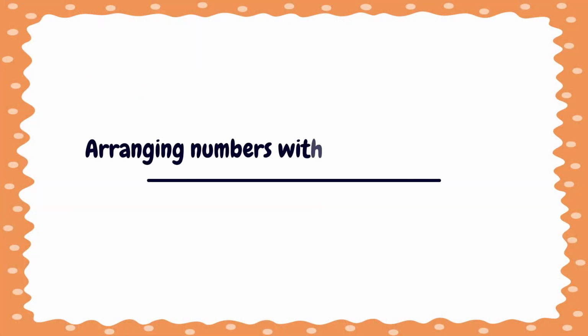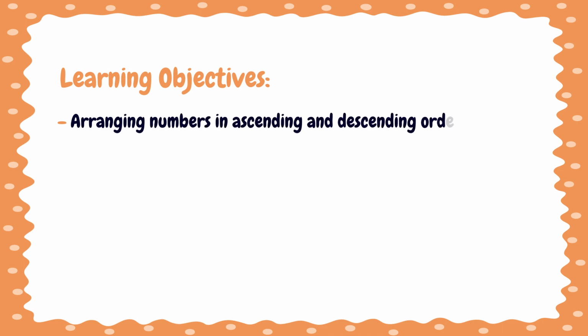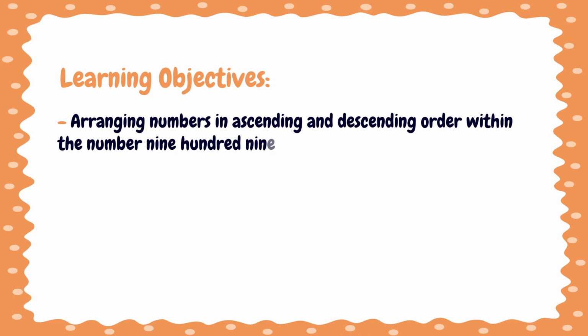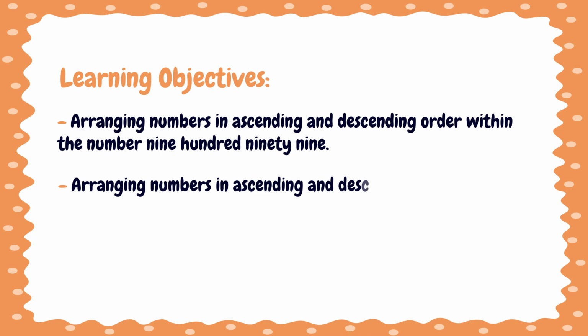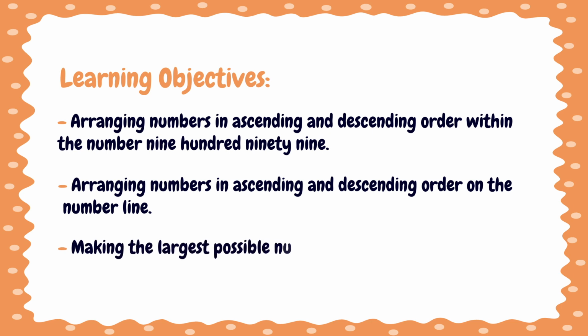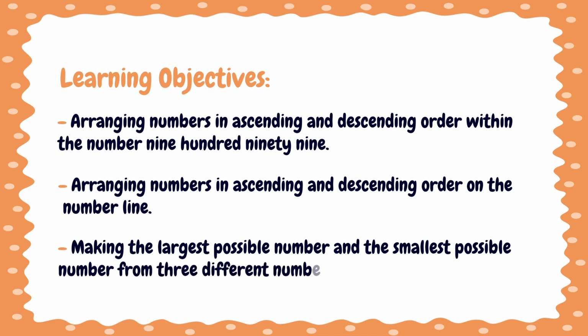Arranging numbers within the number 999. Learning objectives. Arranging numbers in ascending and descending order within the number 999. Arranging numbers in ascending and descending order on the number line. Making the largest possible number and the smallest possible number from 3 different numbers.